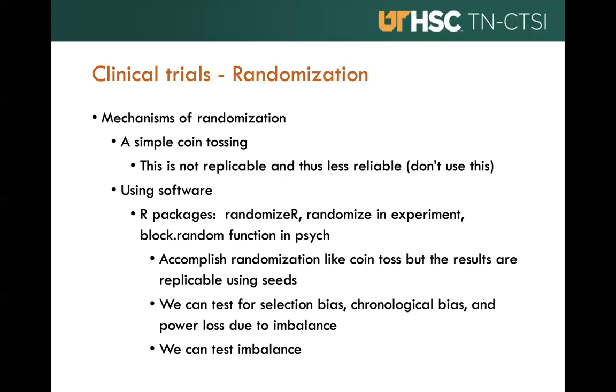So we can test imbalance. Like I said, if there is imbalance in characteristics or covariates, that means the randomization was not as expected, and we cannot completely say there was randomization. We cannot say there was an effective randomization in such situations.